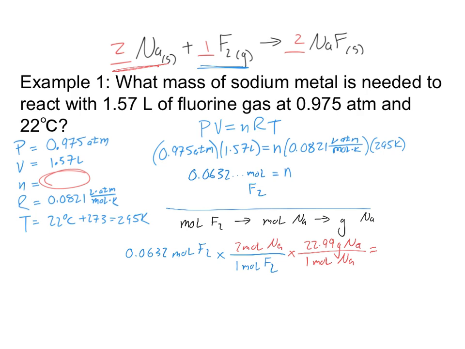So now I'm going to go ahead and just calculate this out. I'm going to take the 0.0632 times 2 times 22.99, and I'm going to get a value of something like 2.906. And so to go back and assess significant figures, in my original problem, I had two significant figures for temperature. So I'm going to go to 2.9 grams of sodium is how much I would need to react with 1.57 liters of fluorine gas.